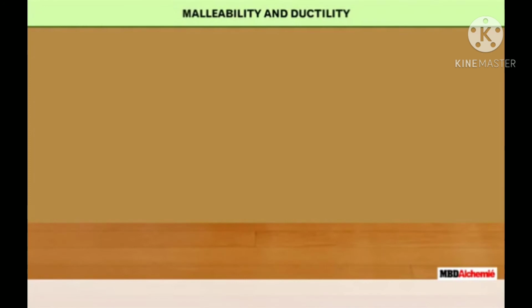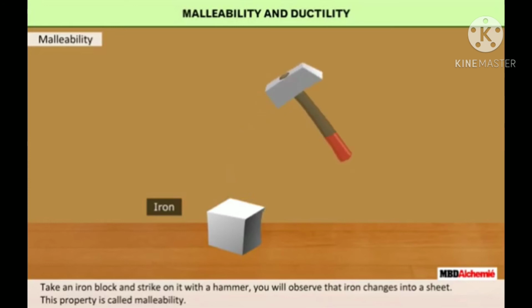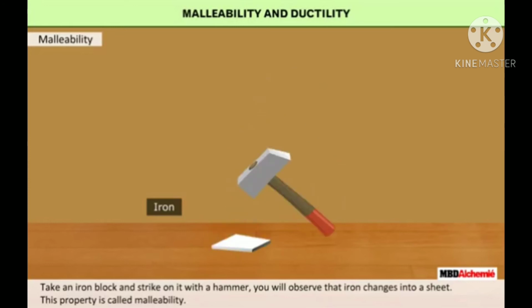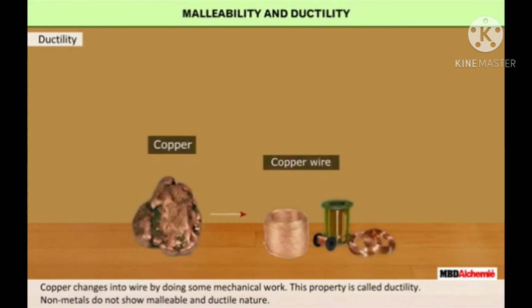Malleability and ductility. Metals are malleable and ductile in nature. Let us do an activity. To show this, take an iron block and strike on it with a hammer. You will observe that iron changes into sheet. This property is called malleability. Copper changes into wire by doing some mechanical work. This property is called ductility.